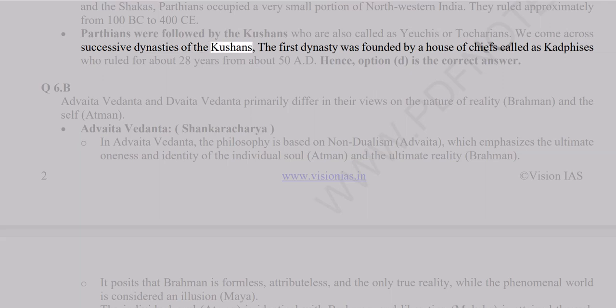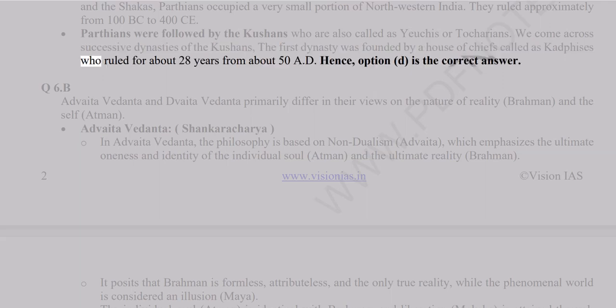We come across successive dynasties of the Kushans. The first dynasty was founded by a house of chiefs called Kadphises, who ruled for about 28 years from about 50 AD. Hence, option D is the correct answer.